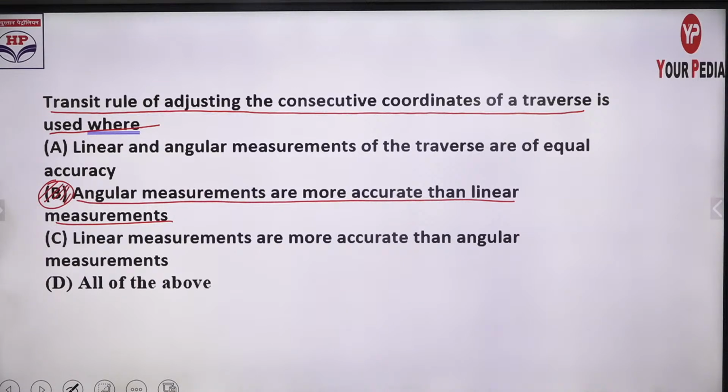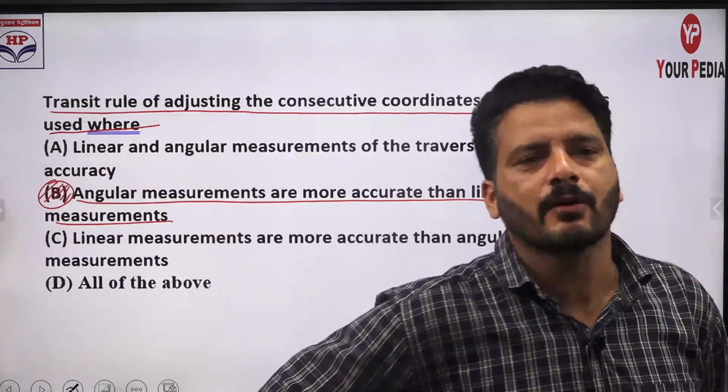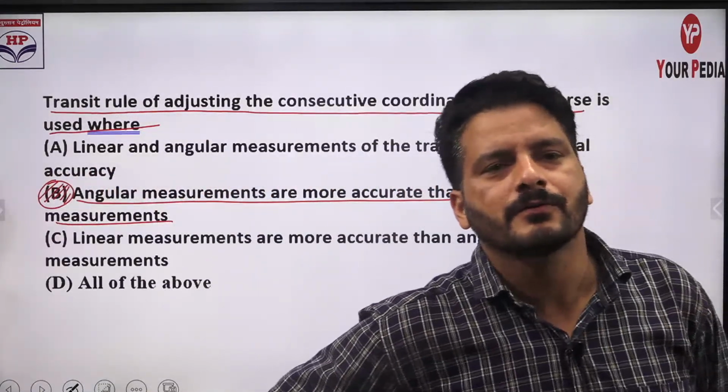Fine, is it okay? Transit rule. So let me know which one will be the correct option. Bowditch rule. Yes, only one student is there. Okay, fine. So I intentionally made this option B. I just want to know how many students are active in the group. Only a few students are there.